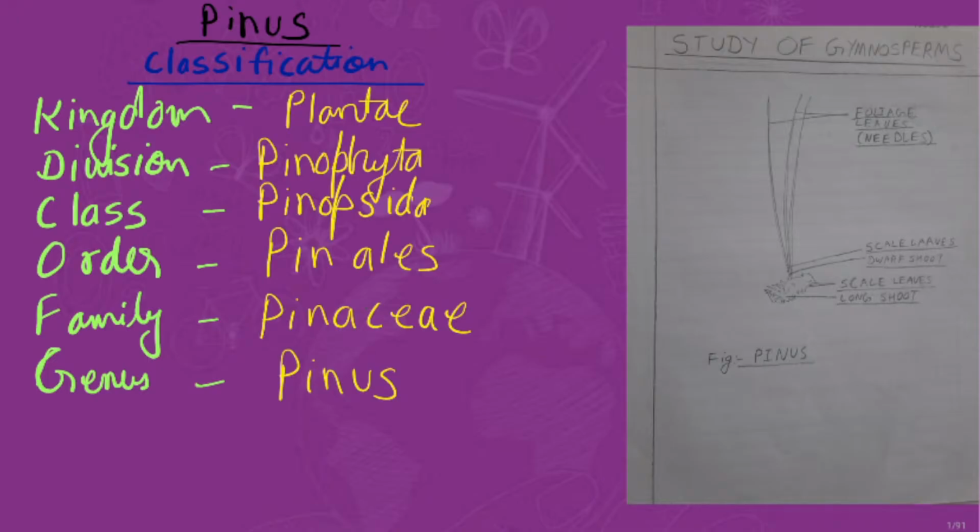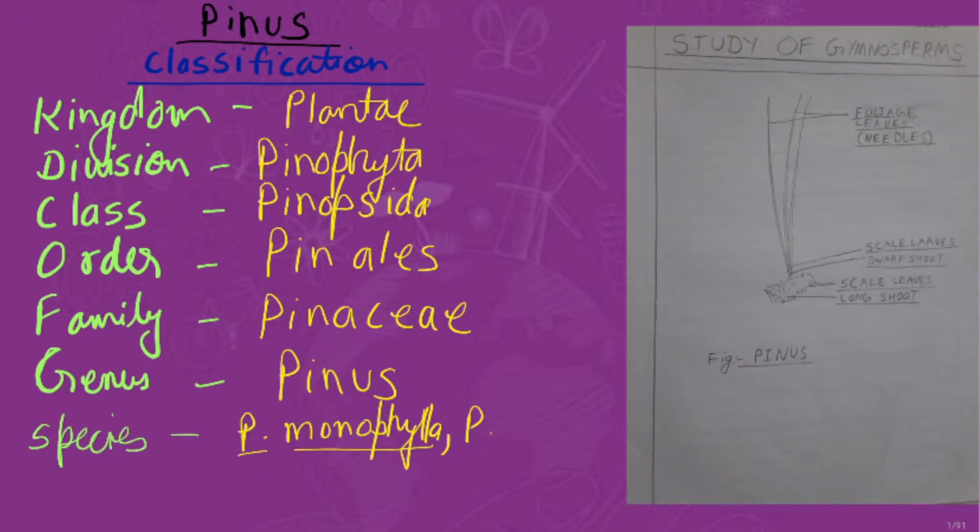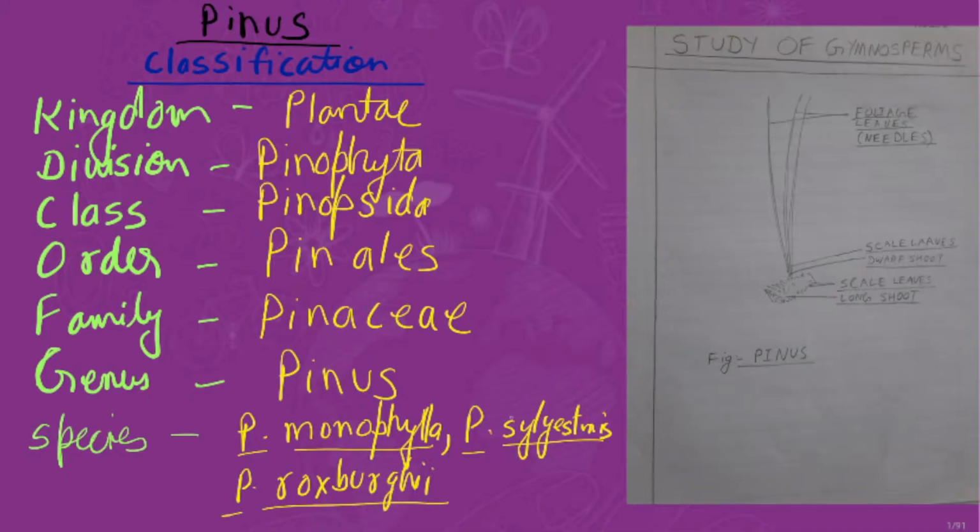Some species are Pinus monophylla, it has a single needle, and Pinus silvestris, it has two needles, and Pinus roxburghii, it has three needles. These are the species of the Pinus plant.